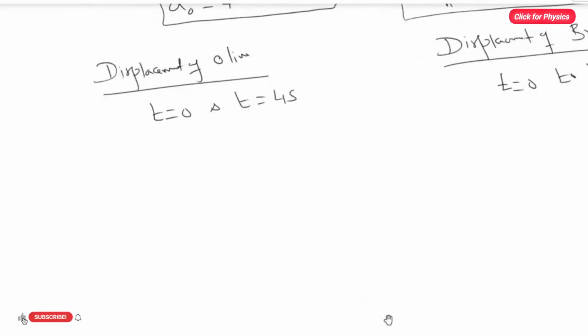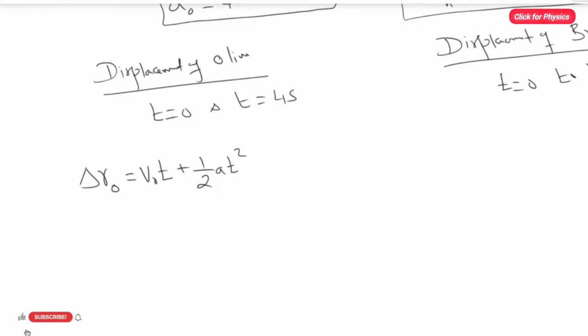For that, we can choose the second equation of motion with constant acceleration. So we can write the displacement of the olive, that means delta RO, is equal to initial speed multiplied by t plus half a t square. Now you can see initially the olive is at rest at the origin, so initial speed is 0 and time t equal to 0, right?